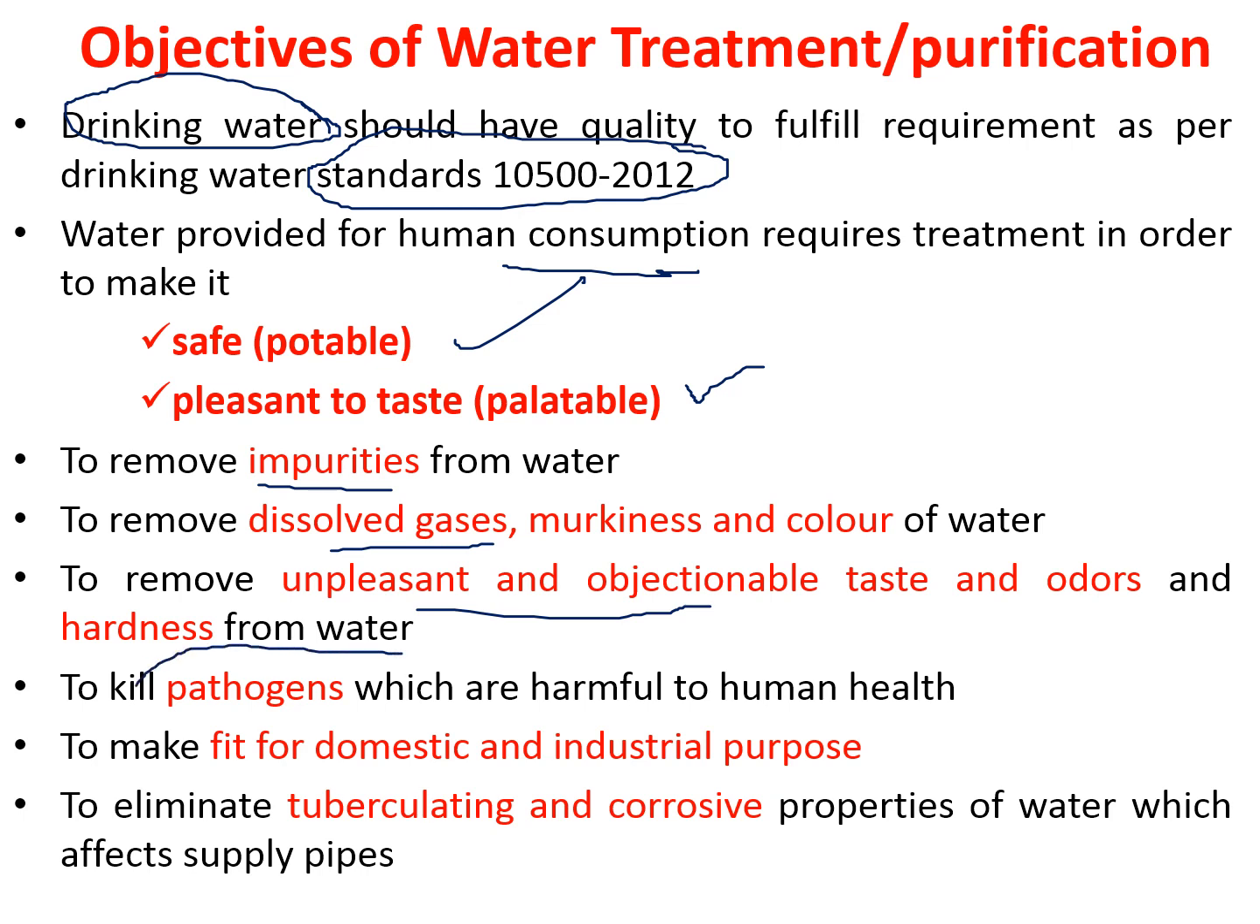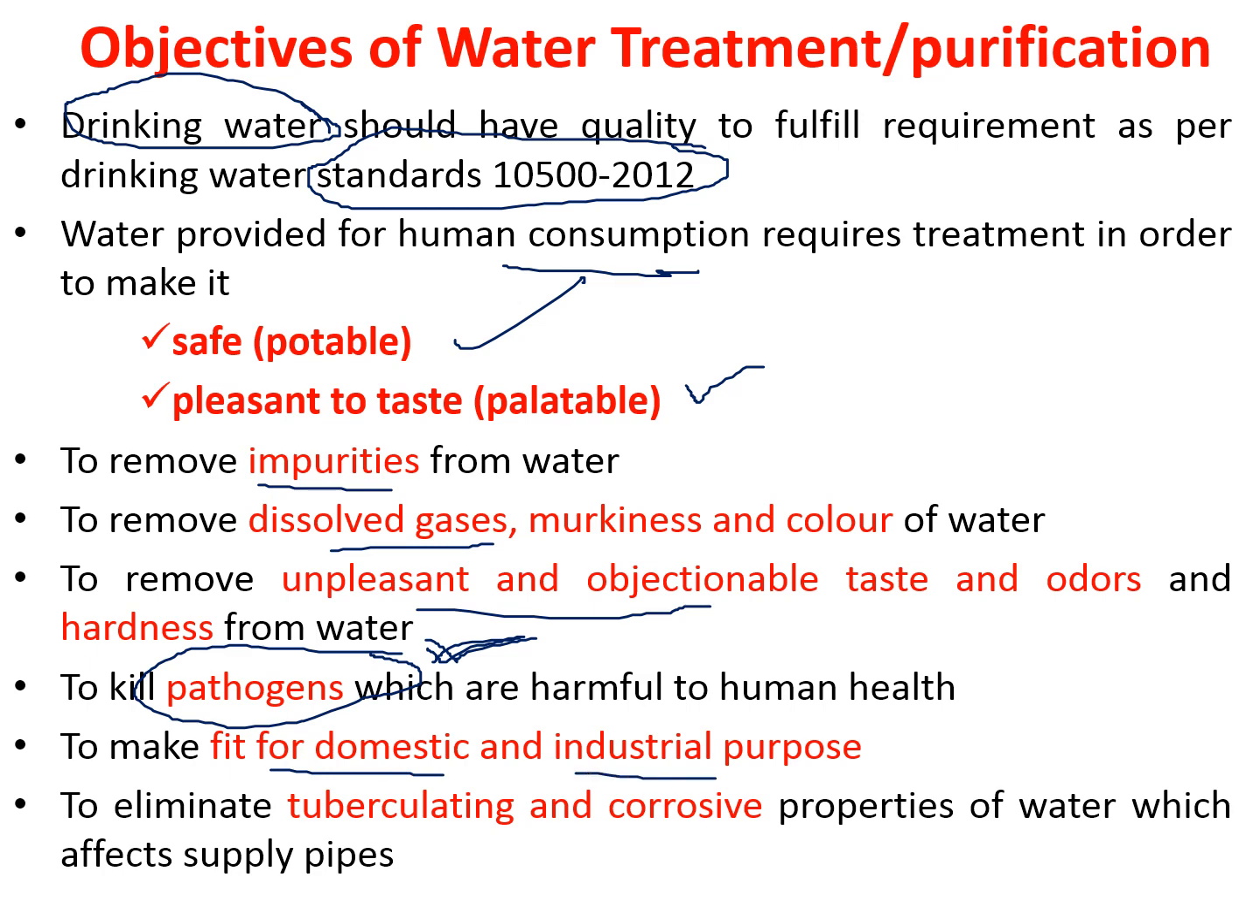Now this is the basic requirement, to kill all the pathogens. Pathogens are those microorganisms which are very harmful and result in waterborne disease. So this is a very important treatment that has to be provided. If you are not providing other treatment due to some reason or some emergency condition, at least you have to provide the treatment to kill the pathogens, and that is generally done with the help of chlorination or disinfection, also to make it fit for domestic and industrial purposes.